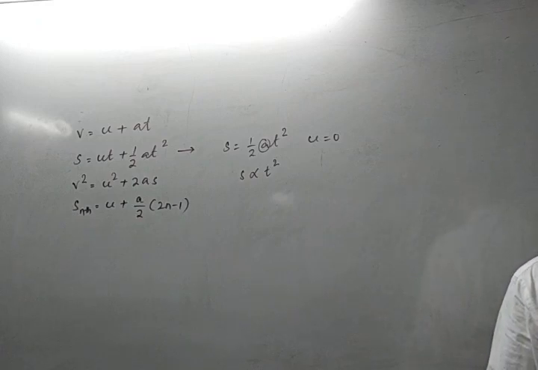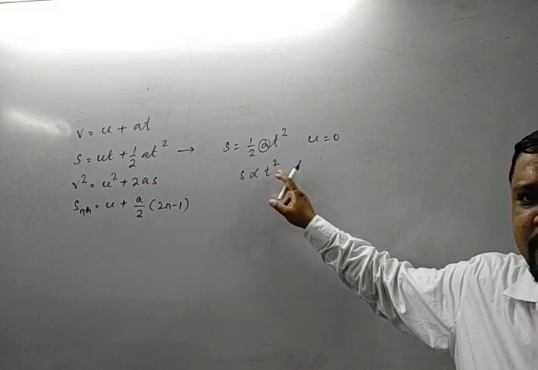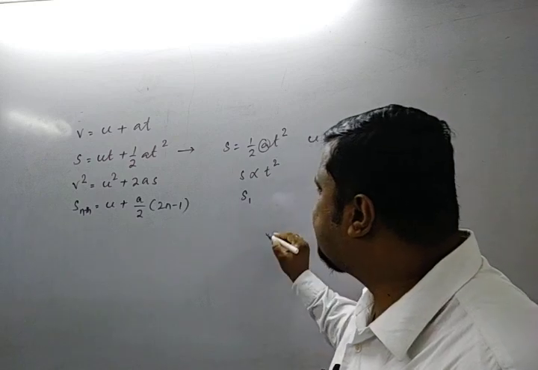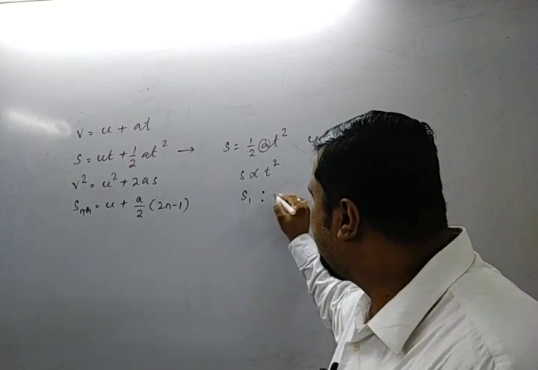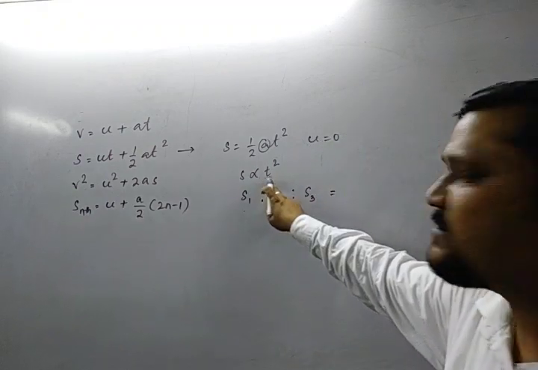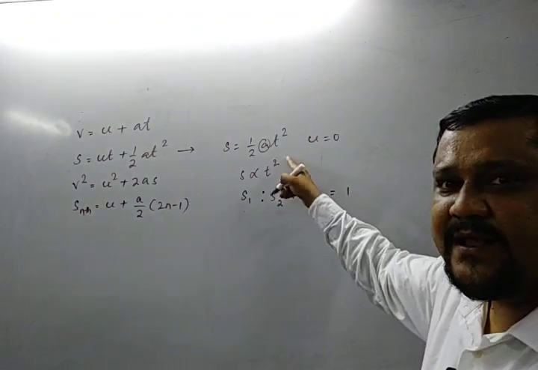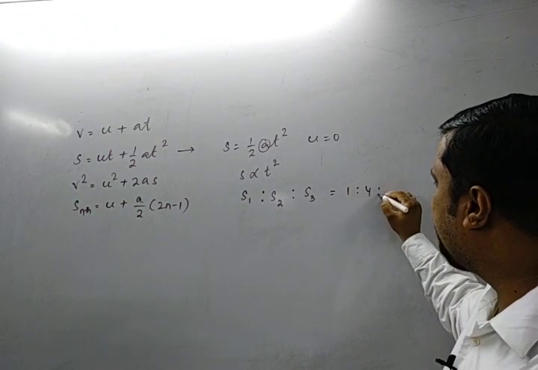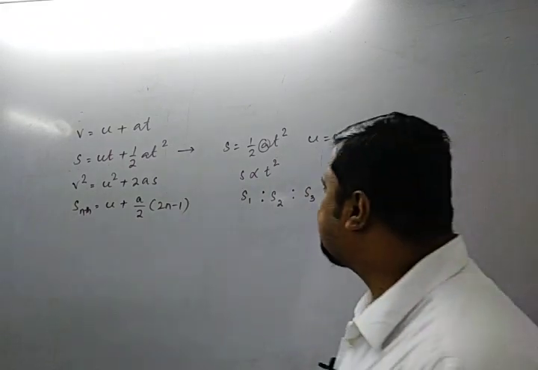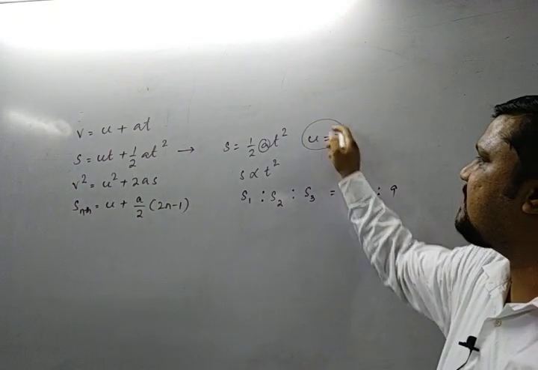It means we can say the ratio of the distance covered by a body in 1 second, 2 seconds, 3 seconds, like that. Suppose in 1 second it is s1, in 2 seconds the distance travelled is s2, in 3 seconds s3. This is proportional to t square, so for 1 second it is 1 square, for 2 seconds it is 4, for 3 seconds it is 9. So the distances travelled by the body in 1 second, 2 seconds, 3 seconds are in the ratio 1 is to 4 is to 9 if the body starts from rest.